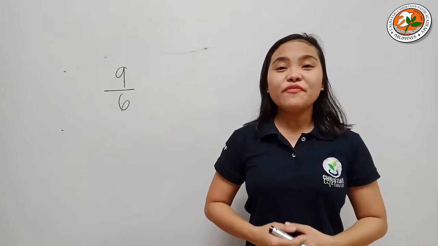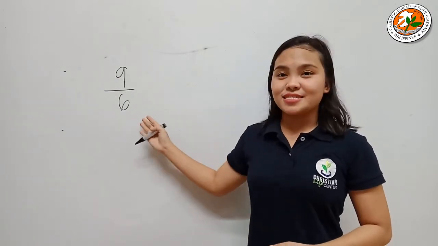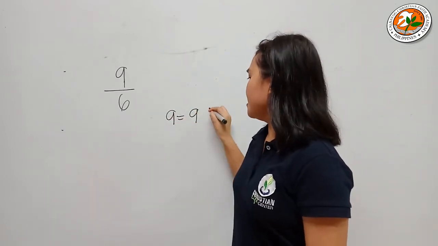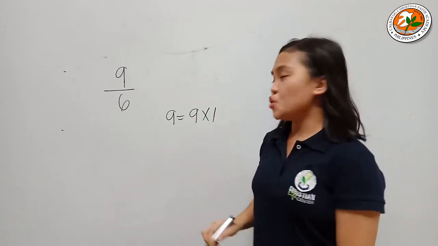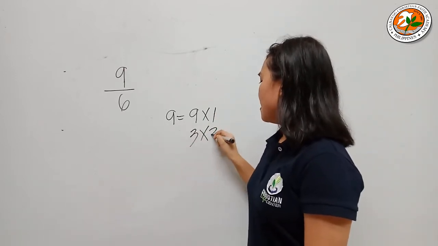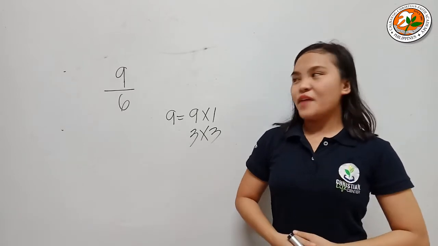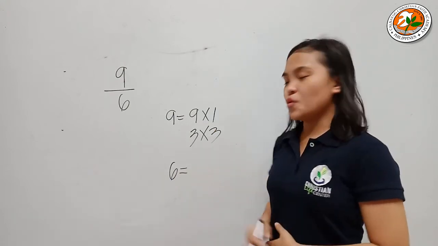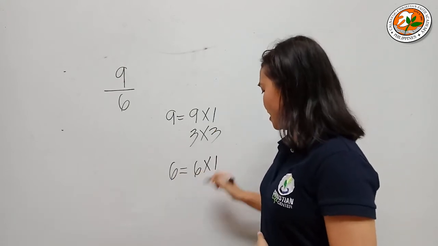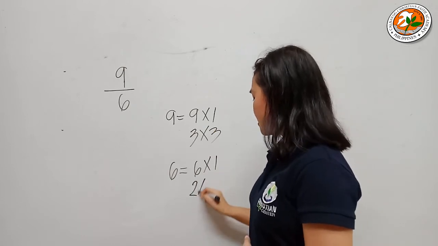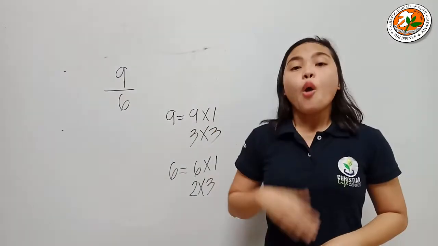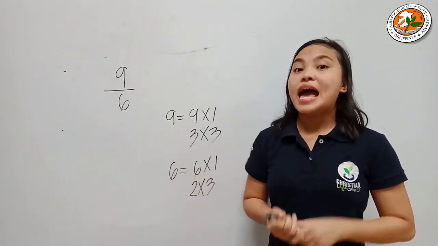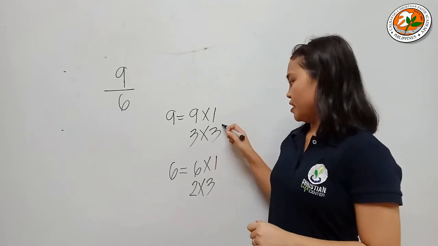Now let's find the common factor of 9 over 6. Let's start. 9 is equal to 9 times 1, and also 3 times 3. Next, let's find the factors of 6. 6 is equal to 6 times 1 and 2 times 3. What is the common factor now of 9 and 6? Yes, it is 3.